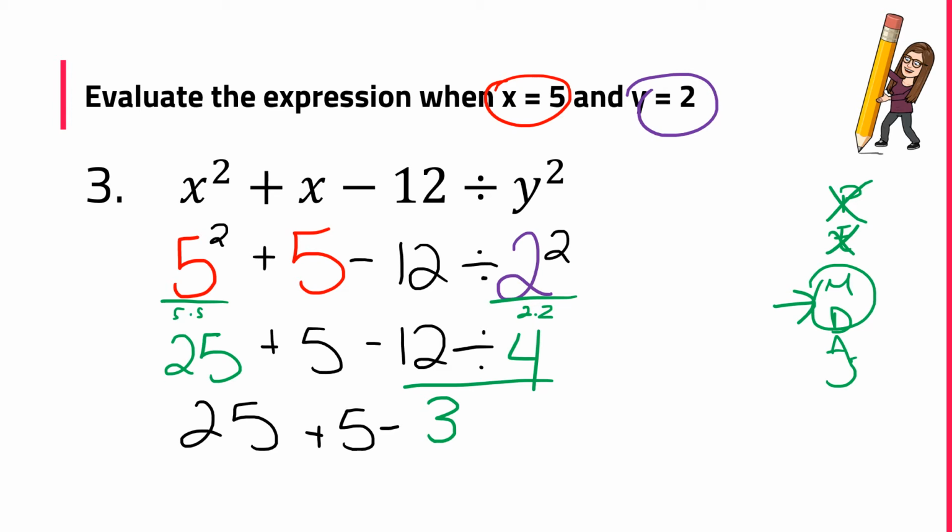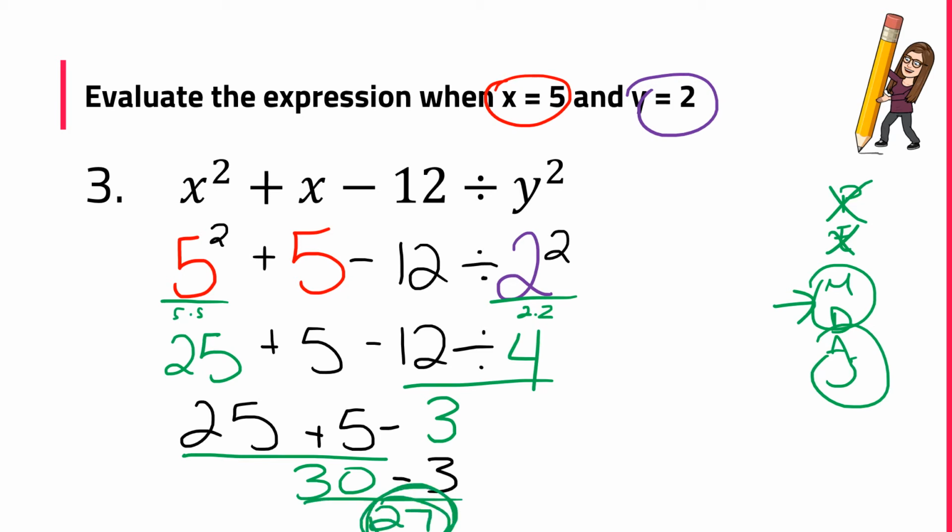And lastly, I need to add or subtract left to right. So the first addition is going to be 25 plus 5, which is 30. The minus 3 falls down. And my last operation gets me to 27. Again, if you need to catch up, make sure to pause this video, consider jotting everything down, and then re-listening.